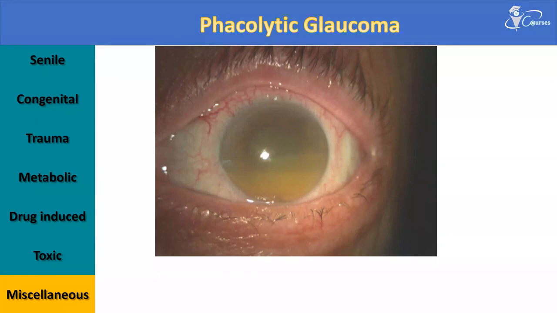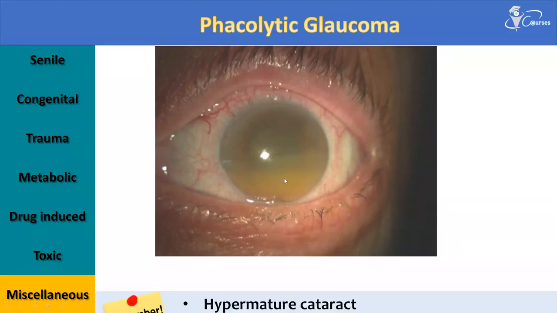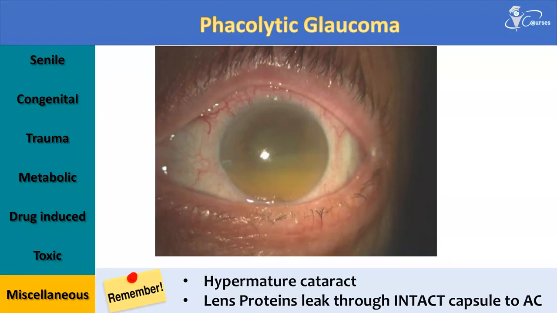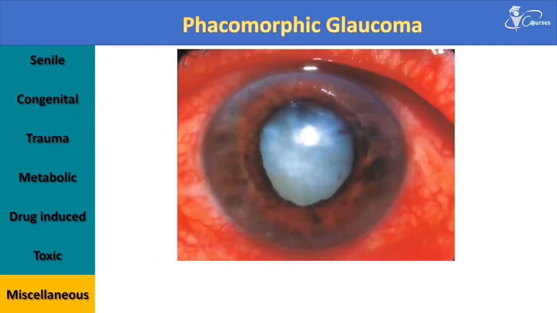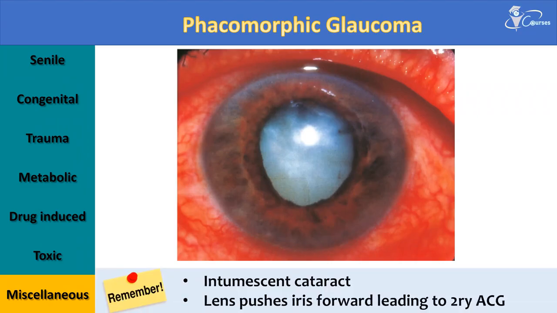Phacolytic glaucoma, as we just mentioned, is the presence of lens particles in the anterior chamber due to diffusion through an intact lens capsule, resulting in glaucoma. It will occur with hypermature cataract, so the lens protein leaks through an intact capsule into the anterior chamber. Phacomorphic glaucoma is where the lens becomes more swollen, more intumescent, so that the lens pushes the iris to close the angle, leading to secondary angle closure glaucoma.